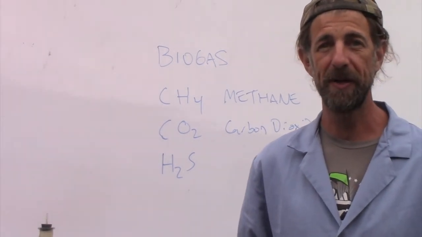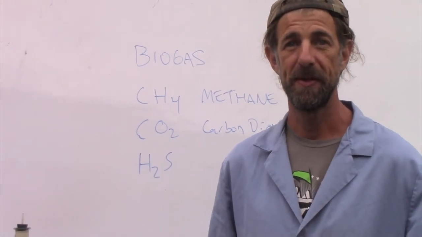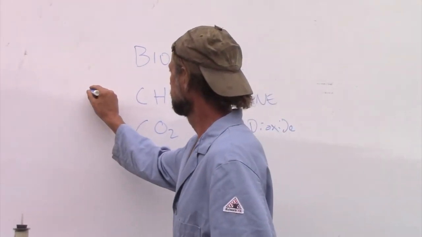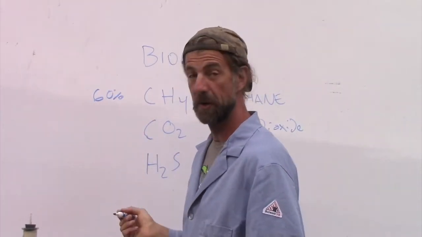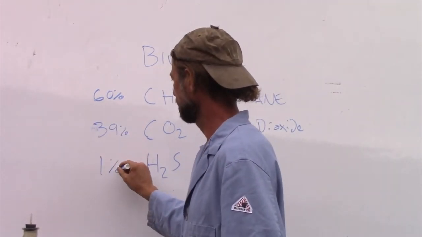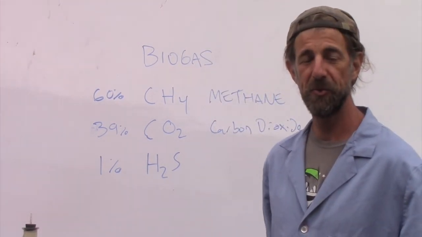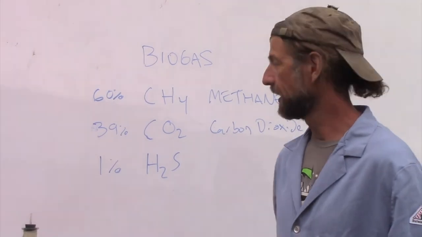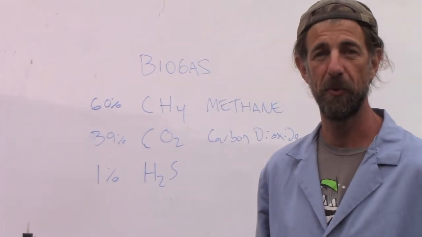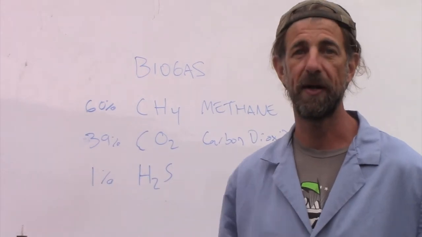For biogas to burn, and that's our goal, to have a burnable energy source, we need to have about 60% methane. So we might see in a typical biogas analysis about 60% methane, or even better sometimes, 39% CO2 and 1% H2S. Now CO2 is inert, it doesn't burn, it just goes through the system if you're combusting biogas. Hydrogen sulfide is corrosive, it's also toxic to people, so we want to be really careful with H2S. Hydrogen sulfide is the part of the biogas that smells like eggs or sulfur.